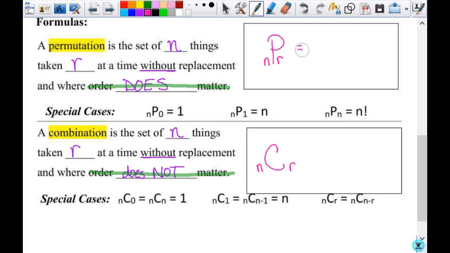Then for a permutation, the formula looks like this. It is n factorial divided by (n minus r) factorial. See why we did some problems like that yesterday? It was going to look like that. Now, the combination formula looks very similar to that. It is n factorial on the numerator, so the numerator is exactly the same, but we just add something in the denominator because it is r factorial times (n minus r) factorial.